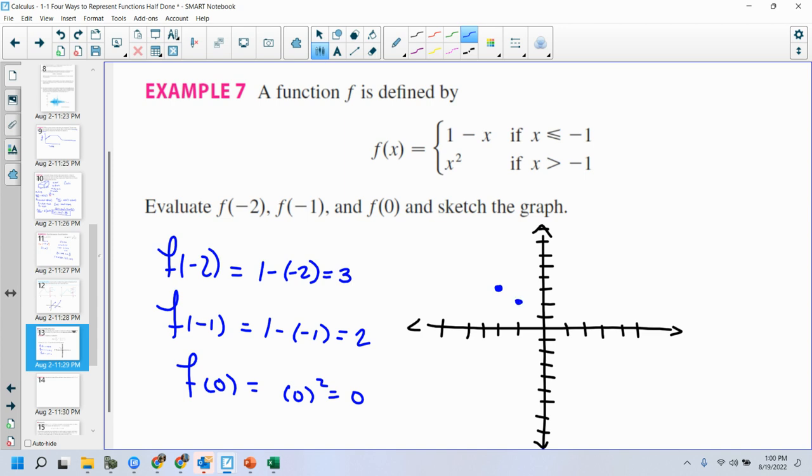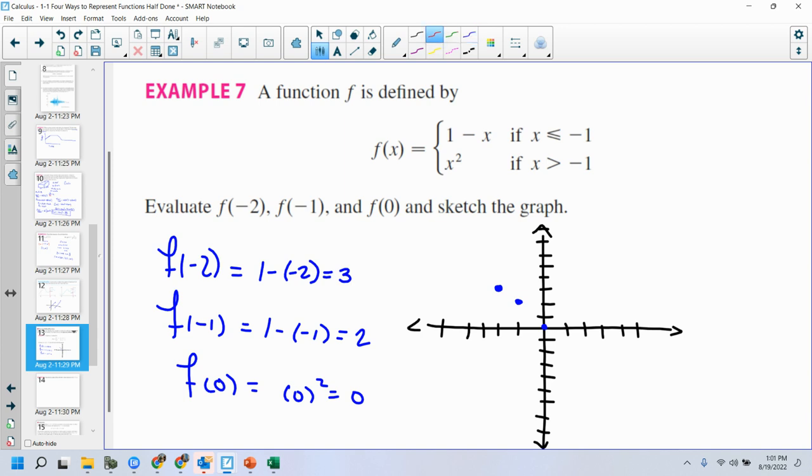0, comma 0. You might be tempted to just draw a line in between, right? But that's not actually what happens. Just because these three values make it look almost linear, that's not what happens at all. In a piecewise function, there's a breaking point. Where is the breaking point?